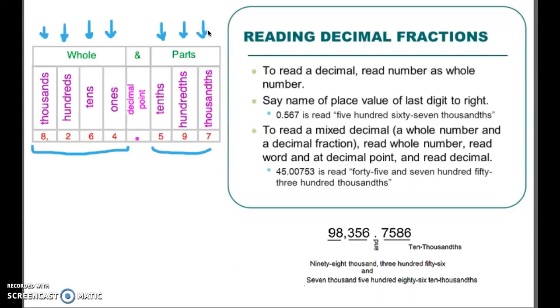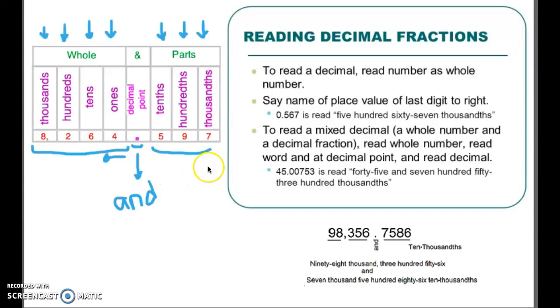So if we are reading a decimal fraction, the first thing you'll do is notice the number before the decimal place on the left-hand side. Our number here is 8,264. That's how you would say it. Then when you see the decimal point, what you say there is "and." So this decimal point corresponds to the English word "and." So far we have 8,264 and.